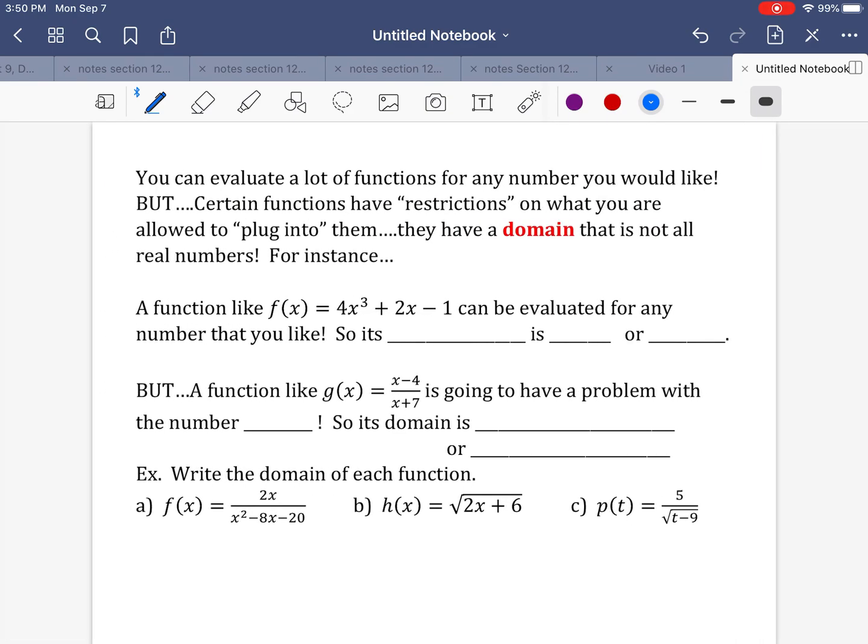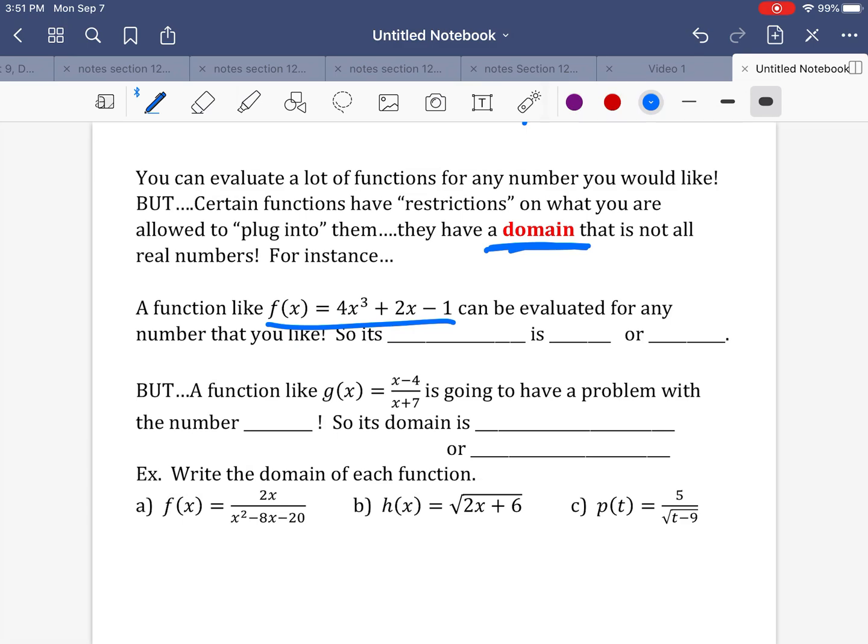All right, so the last thing we have to talk about is domain. So when we define something like certain functions, you can plug any number you want, okay? So then their domain is all real numbers. But certain functions have restrictions on what you're allowed to plug in, like you can't have 0 in the bottom of a fraction, or you can't have a negative inside of a radical, things like that. So they have a domain that is not necessarily all real numbers.